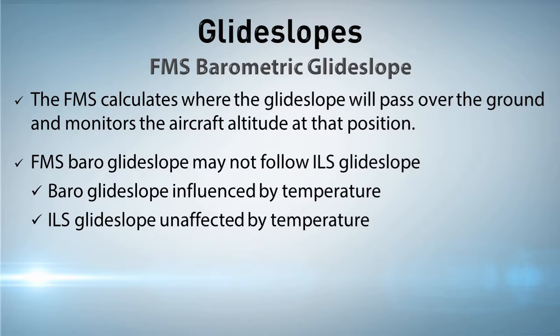For RNAV approaches with a level of service of LPV or LNAV-VNAV, the FMS will use satellite geometry to calculate the charted altitudes. In all other approaches, the FMS will use barometric altitudes.